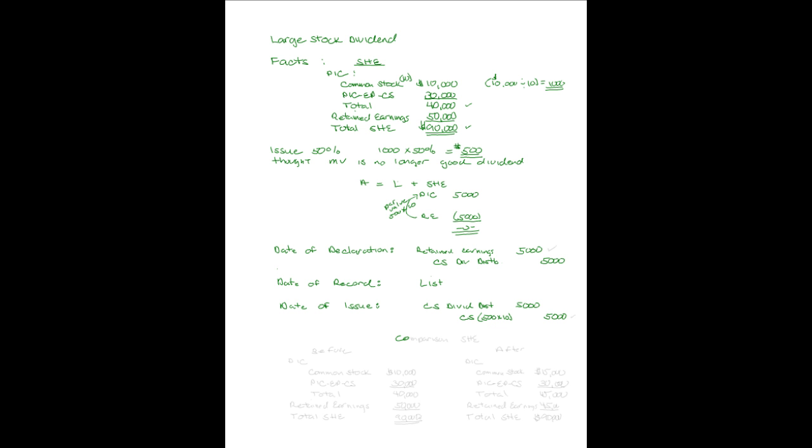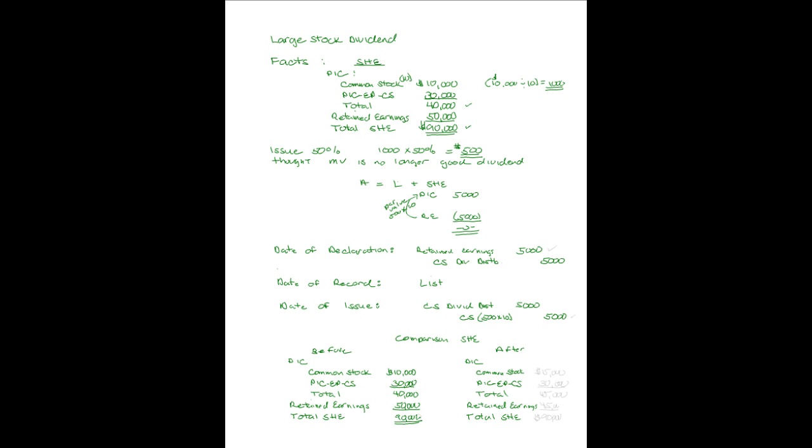Let's do a comparison of stockholders' equity before and after. Here's the format. Paid-in capital brought down from the top. We had common stock in the amount of $10,000 before anything happened. Paid-in capital in the amount of 30 total. The paid-in capital is 40. Retained earnings 50. Total being 90.